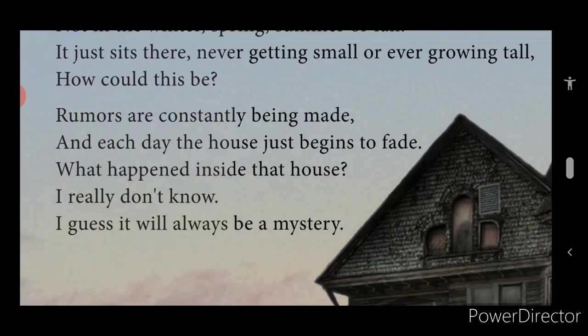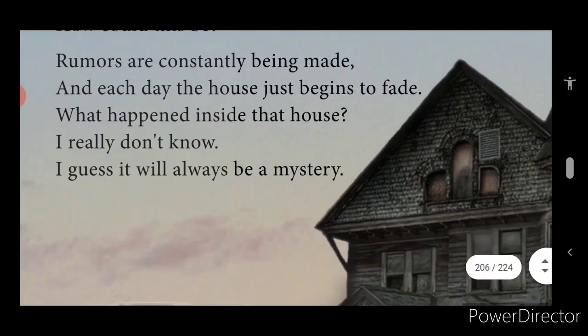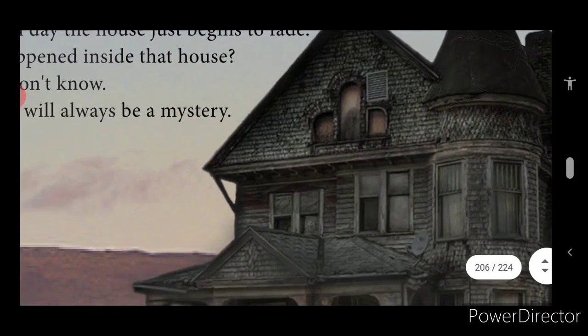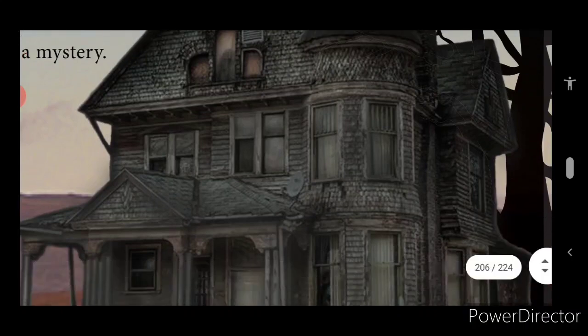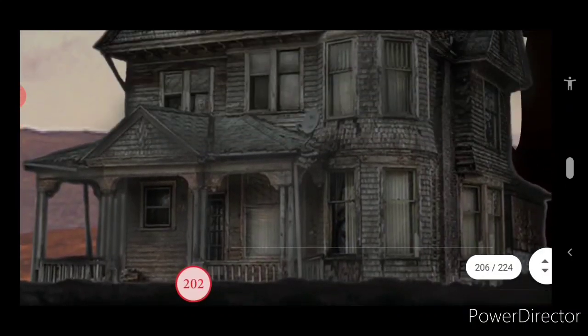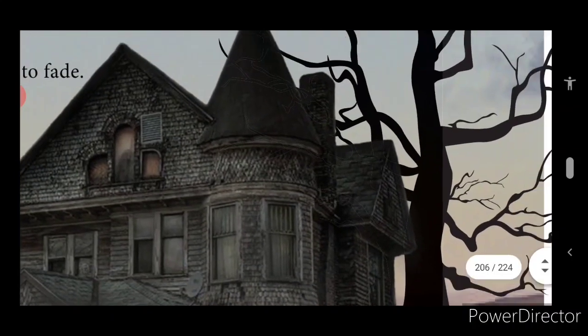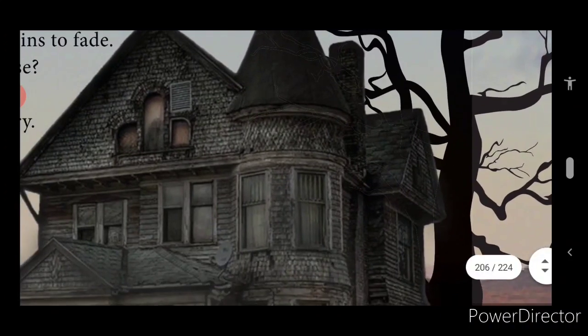I guess it will always be a mystery. No, the poet says, it will really be a mystery. Forever this will be a mystery. No one will know what has happened inside the house. Unless we go and investigate what has happened, none will know what has happened inside the house.